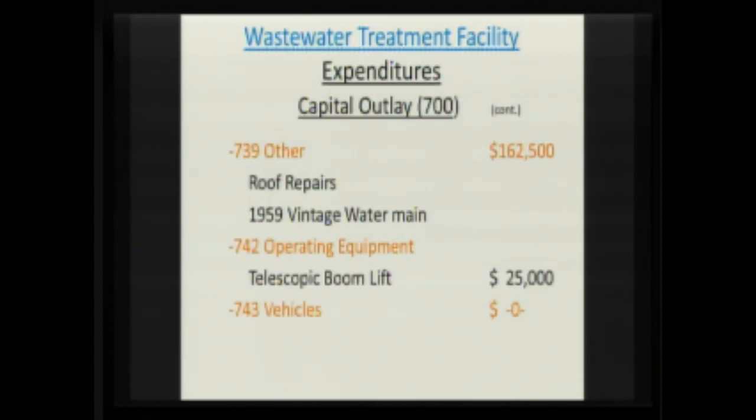The 739 is classified as other. We have $162,500 in there.